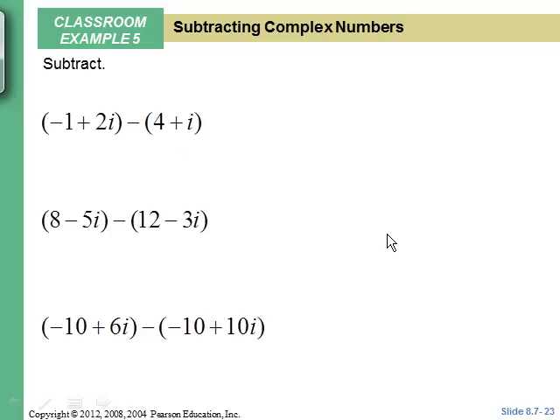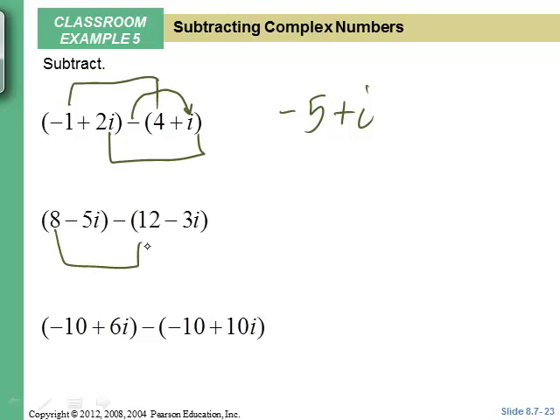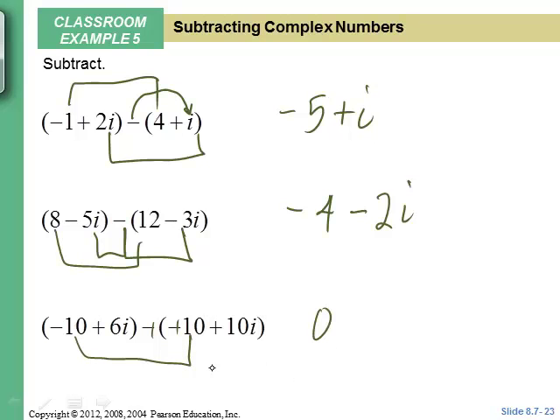Okay, subtraction works the same way. Negative 1 minus 4 is negative 5. 2 minus 1 is i. Notice this negative sign has to be carried into there. So this is 8 minus 12 is negative 4. Negative 5 minus negative 3, which is the same as plus 3, is negative 2i. Negative 10 minus negative 10, which is the same as plus 10, is 0. And then 6 minus 10 is negative 4i.